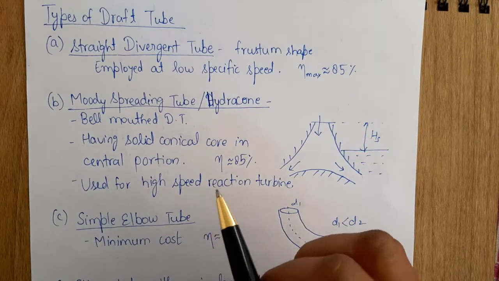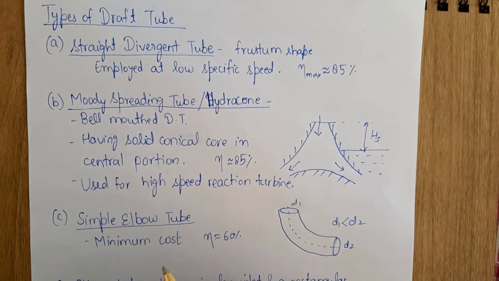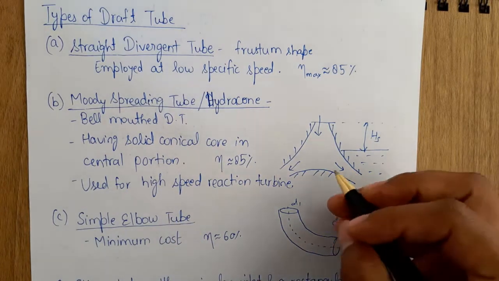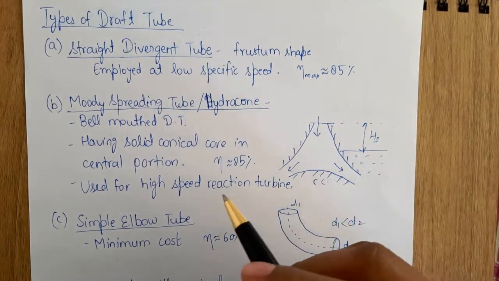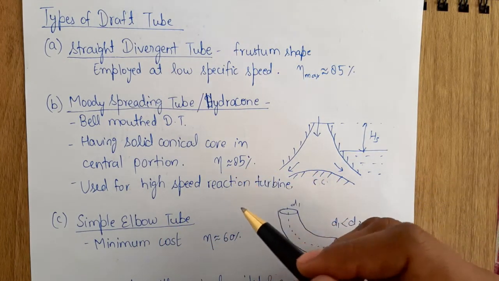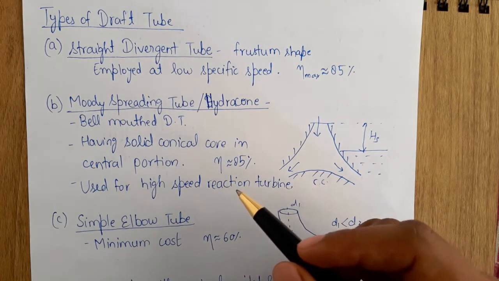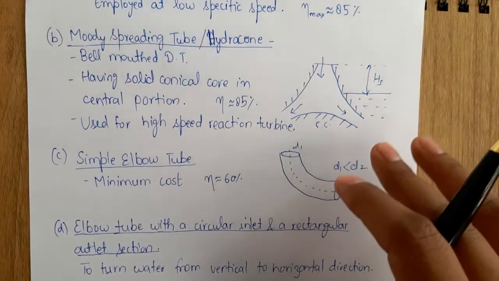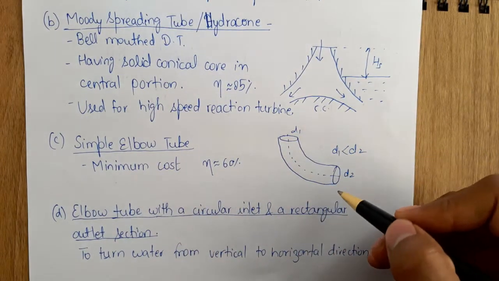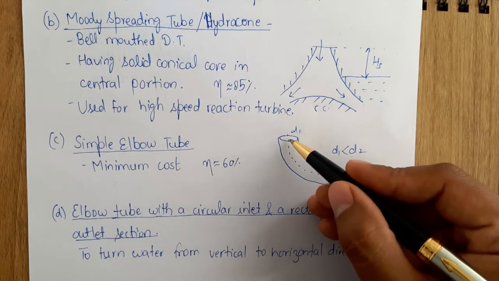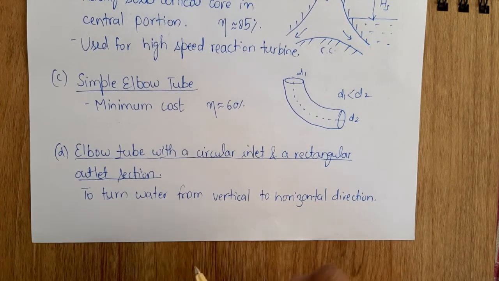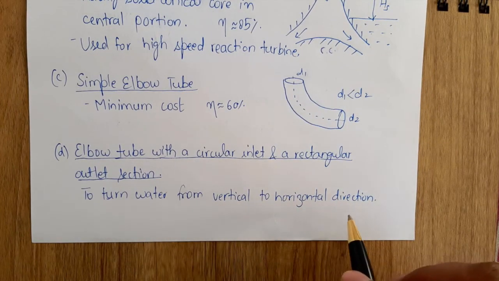The Moody spreading tube or hydrocone is a bell mouth draft tube, and it has a solid conical core in the central portion. We can see here this conical core; the central portion reduces the whirl action of the high speed eddy-forming discharge. Efficiency is about 85%, and it is used for high speed reaction turbines. Simple elbow tubes are of minimum cost, with efficiency about 80%. You can see the diameter increases from the turbine level to the tail race level. The elbow tube with circular inlet and rectangular outlet section turns water from the vertical to the horizontal direction.